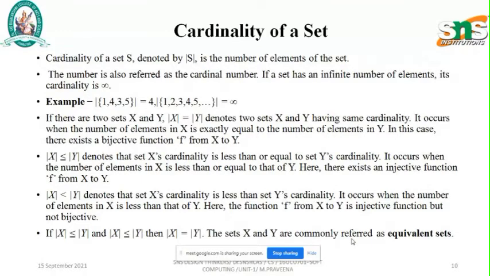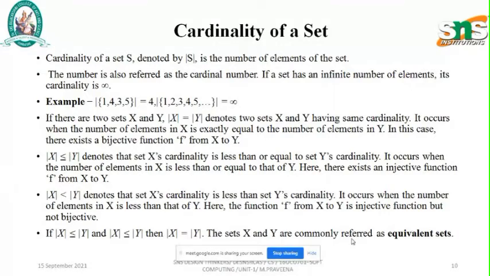There is no need for the same elements, but the same number of elements. Okay, so here the count is very important. So if x ≤ y, then it denotes that set x's cardinality is less than or equal to set y's cardinality. It occurs when the number of elements in x is less than or equal to that of y.